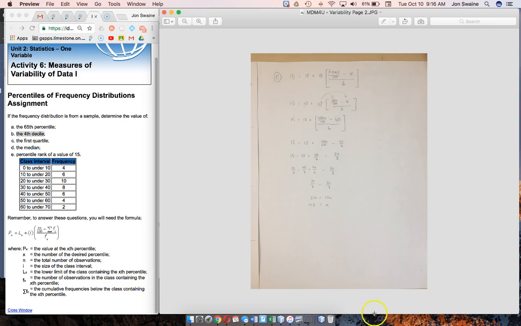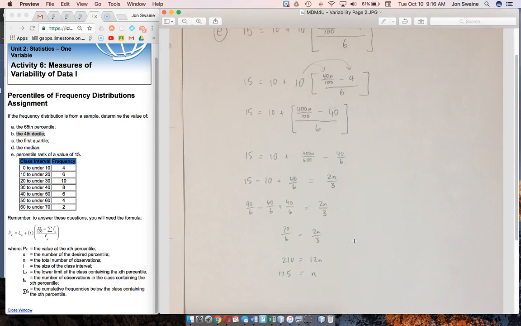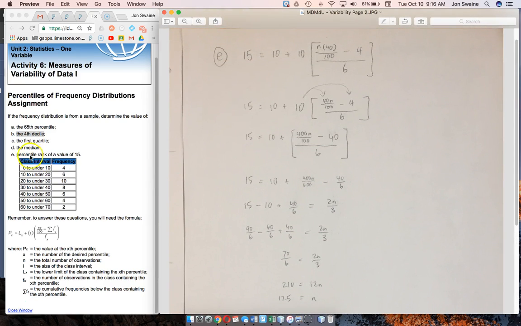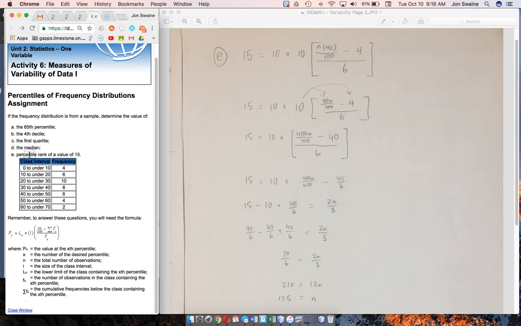So for E, here we go. It says, what is the percentile rank of a value of 15? So in this case, they're not asking you what is the X percentile, they're giving you X. This is the value that you're looking for, right? You're looking for the percentile rank. So they're giving you PX, the percentile rank, of a value of 15. Well, that's what they're giving you.